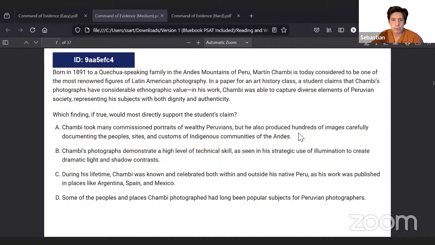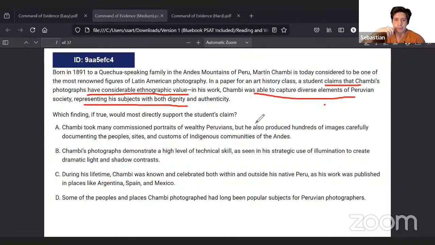Okay. So which finding, if true, would most directly support the student's claim? Okay, so what's the student's claim here? A student claims that Chambi's photographs have considerable ethnographic value. In his work, Chambi was able to capture diverse elements of Peruvian society, representing his subjects with both dignity and authenticity. So D: some of the people and places Chambi photographed had long been popular subjects. Okay, so that doesn't help.